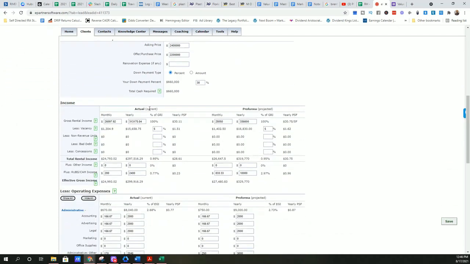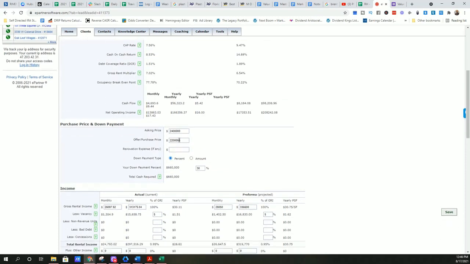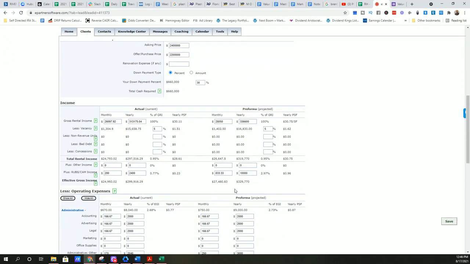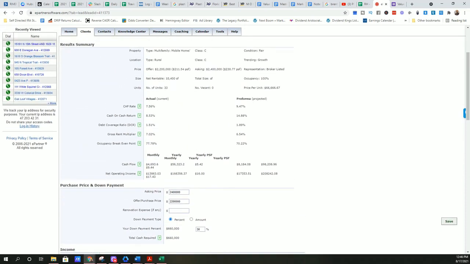So I did this analysis. Property looked pretty good, right? Looks like it could earn you a high rate of return, with margin of safety built in. Looks good, right? Okay, I'm going to bring back my face here.